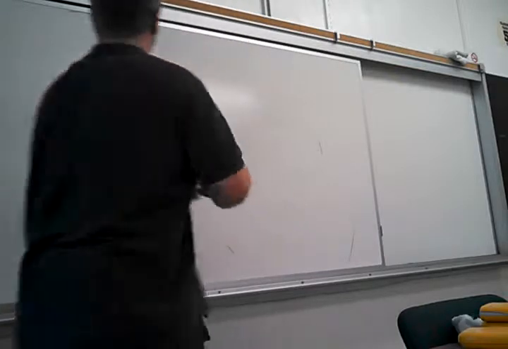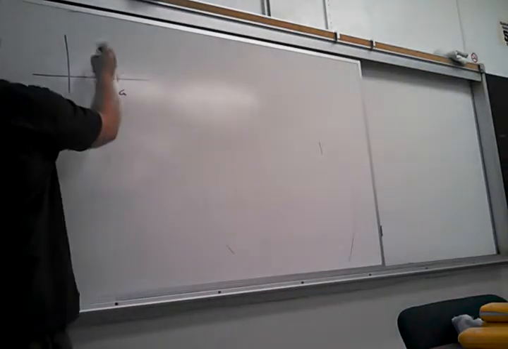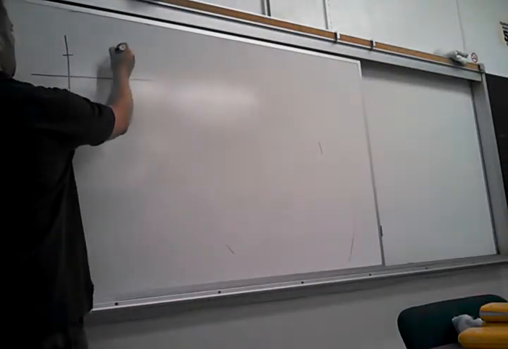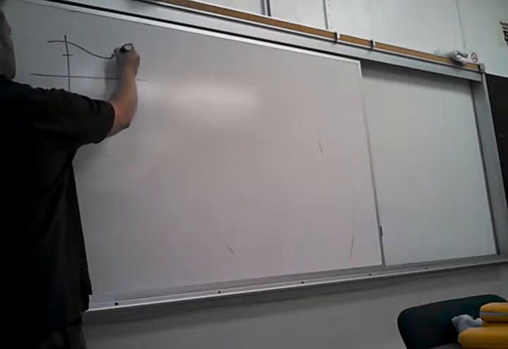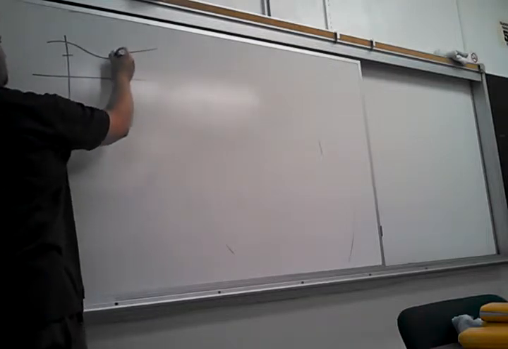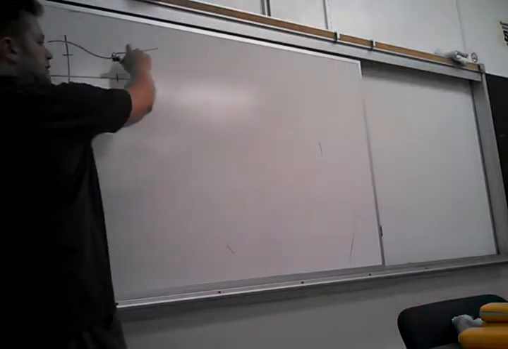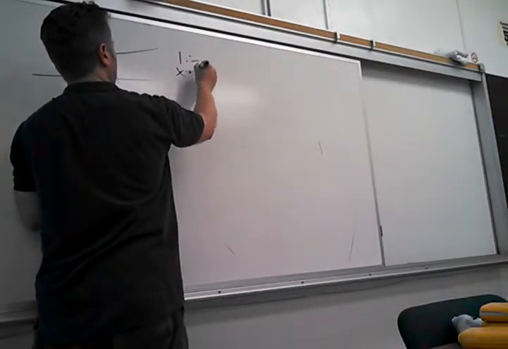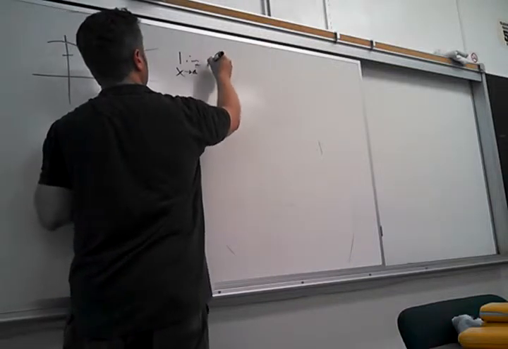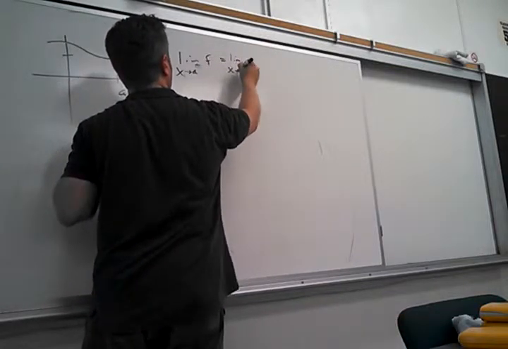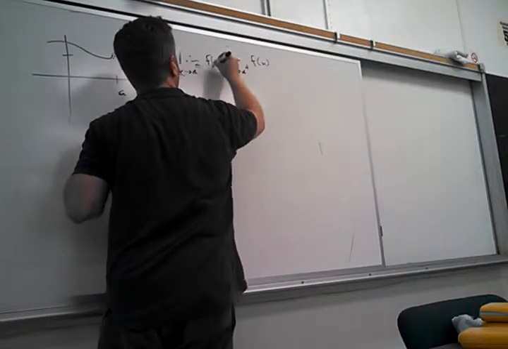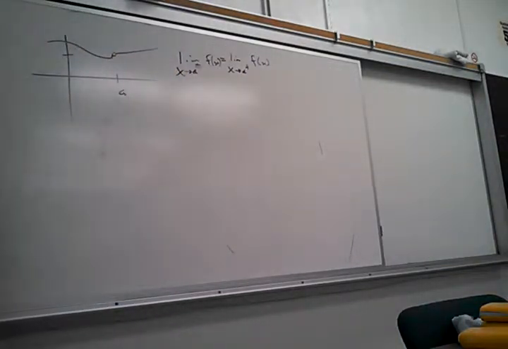I love it. So for the limit to exist at a point, there could be a hole here. So the limit exists because from below matches up with from above. For a limit to exist, all you need is the limit from below to equal the limit from above. That's all you need.